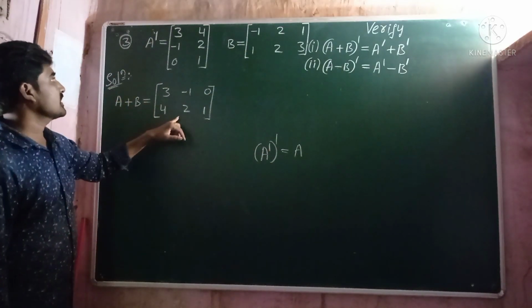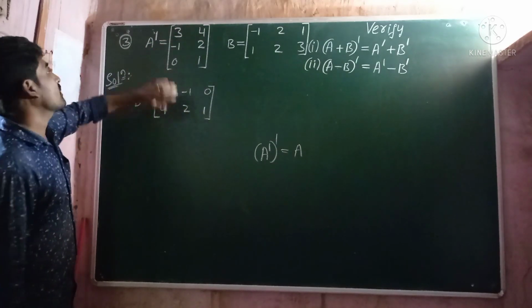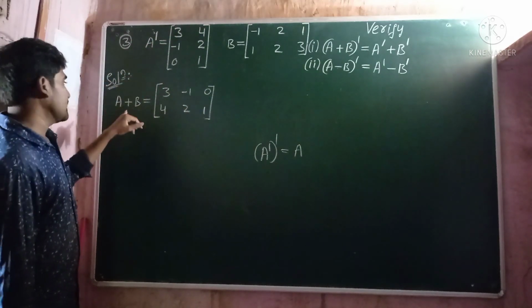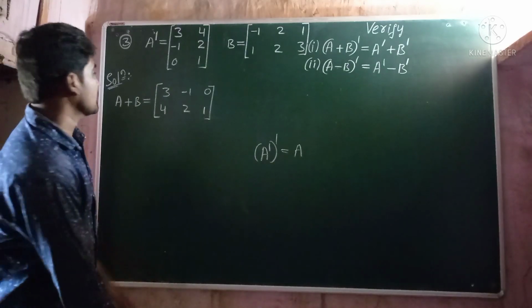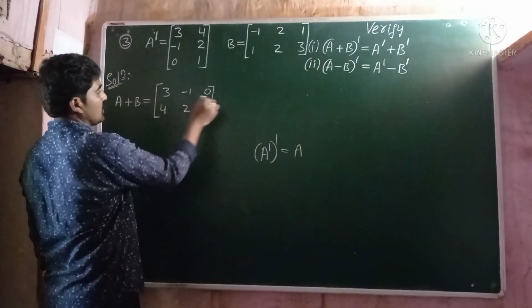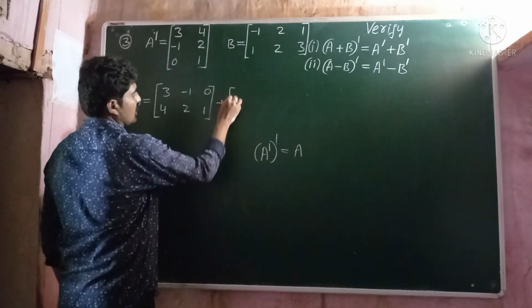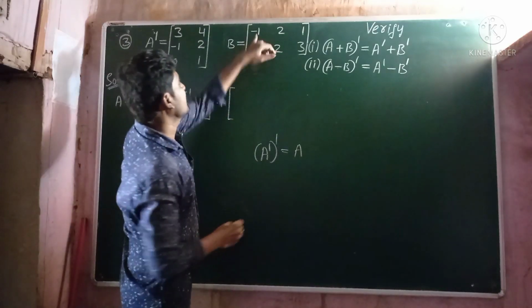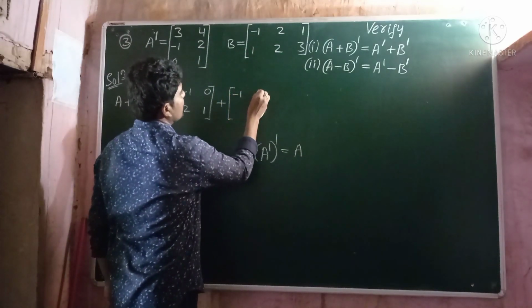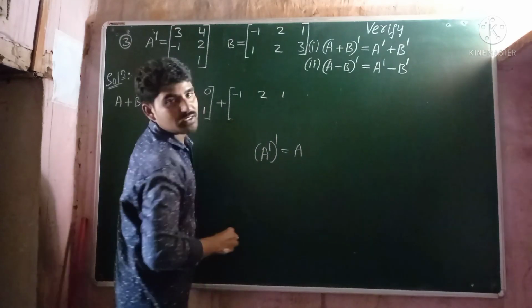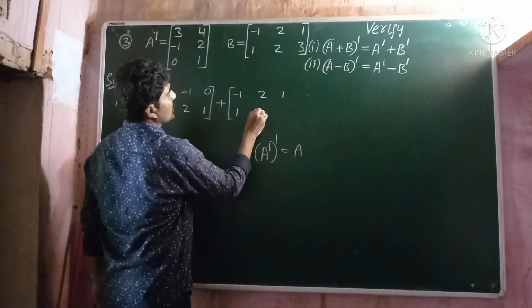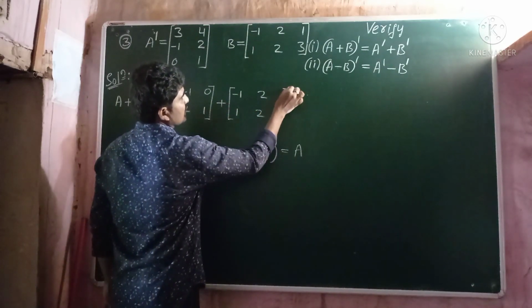Hence we write the matrix A by interchanging rows and columns of the matrix A dash. I hope all of you understand. Plus matrix B is minus 1, 2, 1 and 1, 2, 3.